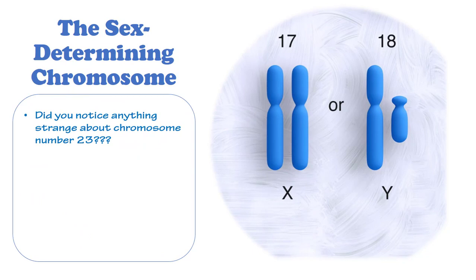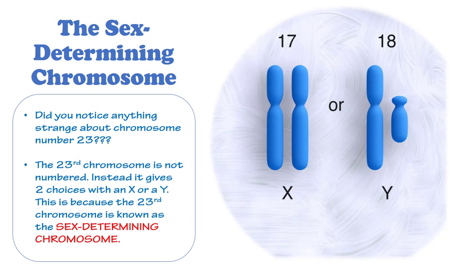Did you notice anything strange about chromosome number 23 in the karyotype? The 23rd chromosome is not numbered. Instead, it gives two choices with an X or a Y indicated underneath it. This is because the 23rd chromosome is known as the sex-determining chromosome.